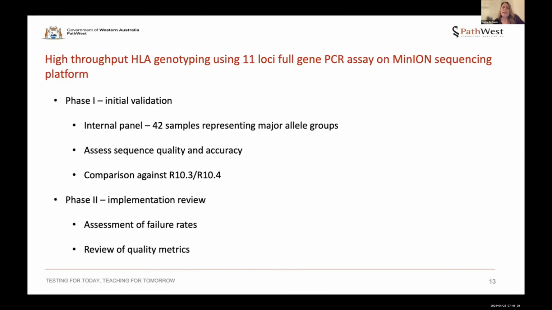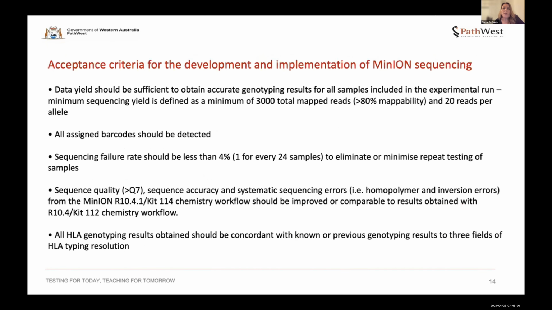So to validate this method for routine use, we started with a phase 1 validation, and this included analyzing or testing a panel of 42 samples that represented the major allele groups. We assessed the data for sequence quality and accuracy, and we did compare against our R10.3 and R10.4 data. We then performed a phase 2 validation or implementation review once we implemented the assay, and we assessed failure rates and reviewed quality metrics.